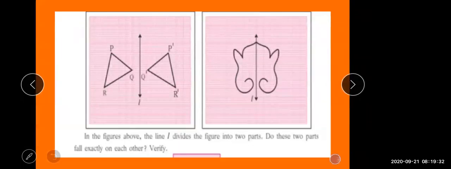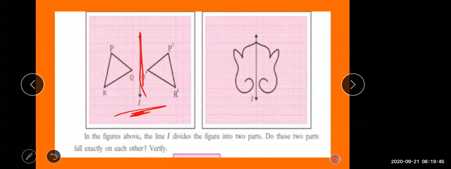Now look at it again. Some diagrams are there. In the figure above, the line L divides the figure into two parts. Look at this line L. This line here is also line L. It divides the figure into exactly two parts. Do you think the two parts fall exactly on each other? क्वेश्चन क्या है कि दोनों पार्ट्स एग्जैक्टली सेम है. Student, will you tell me both parts are equal or exactly the same?